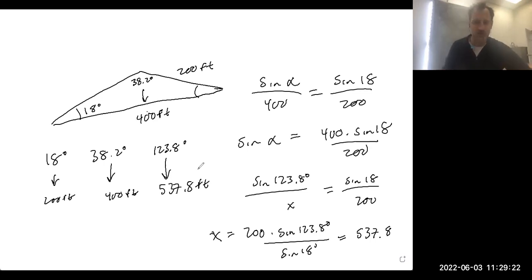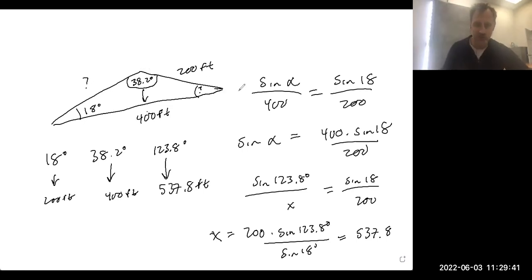Okay, so there's the law of sines. Just going through the steps, we found this missing angle. We used that to find this missing angle, and then we use that to find this missing side. So again, we can completely solve for the triangle given 3 pieces of information.